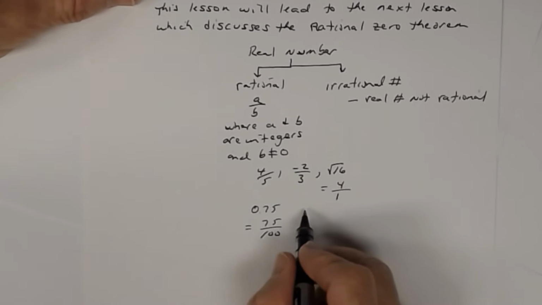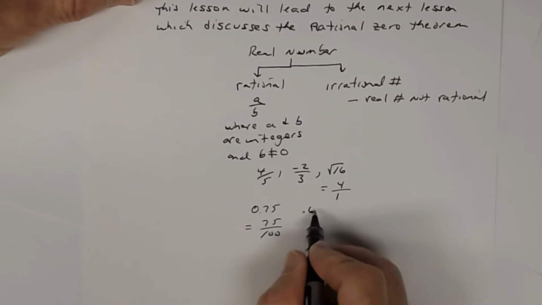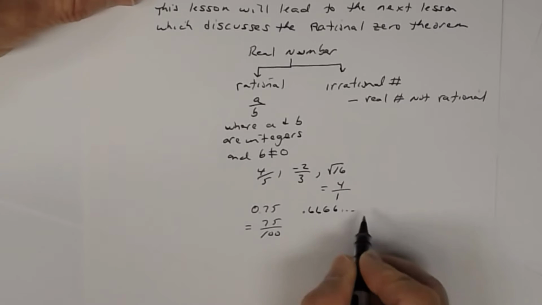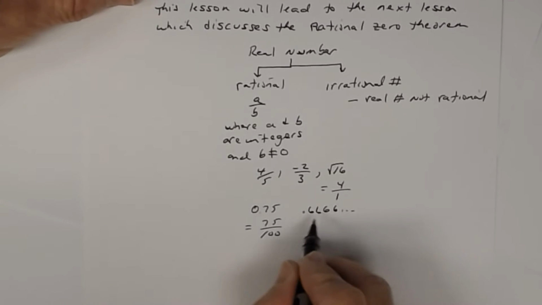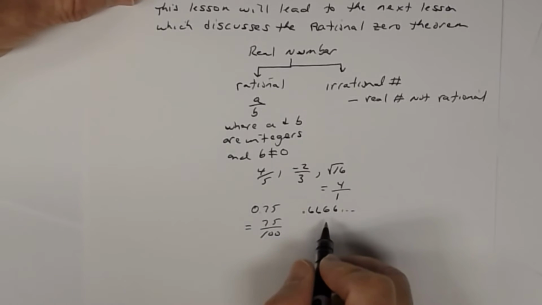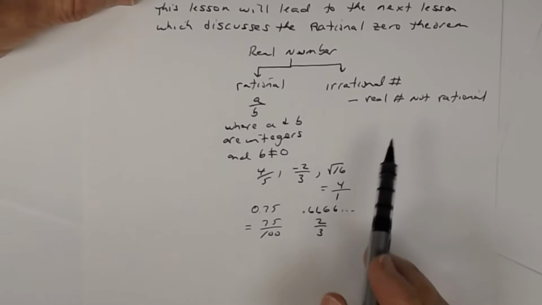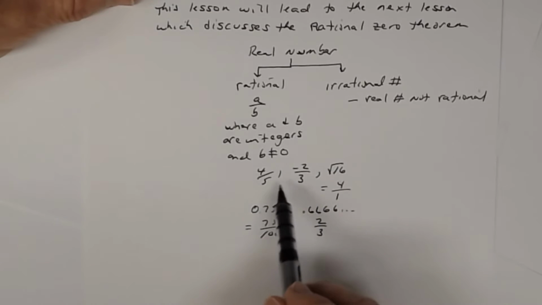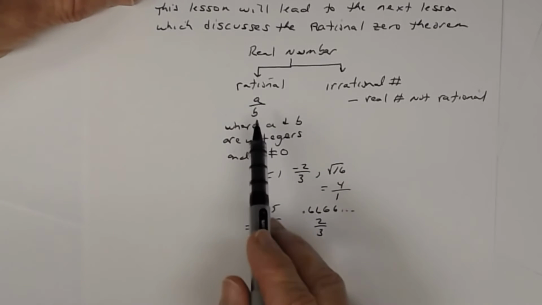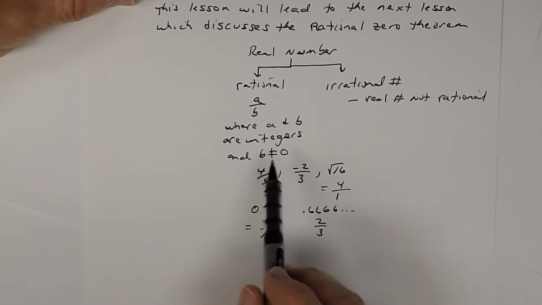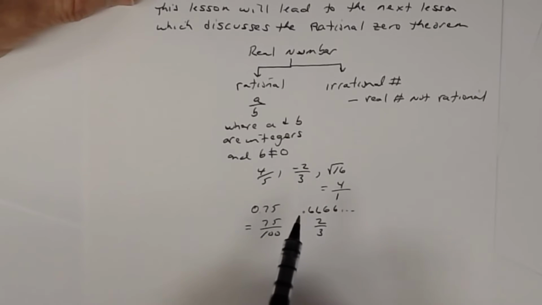One other thing is that if you have, let's say, 0.6666 repeating, a repeating decimal, that's also a rational number. All repeating decimals can be written as a rational number. In this case, this would be 2/3. Now, any number that cannot be written as a fraction a divided by b, where a and b are integers and b is not equal to 0, would be considered irrational.